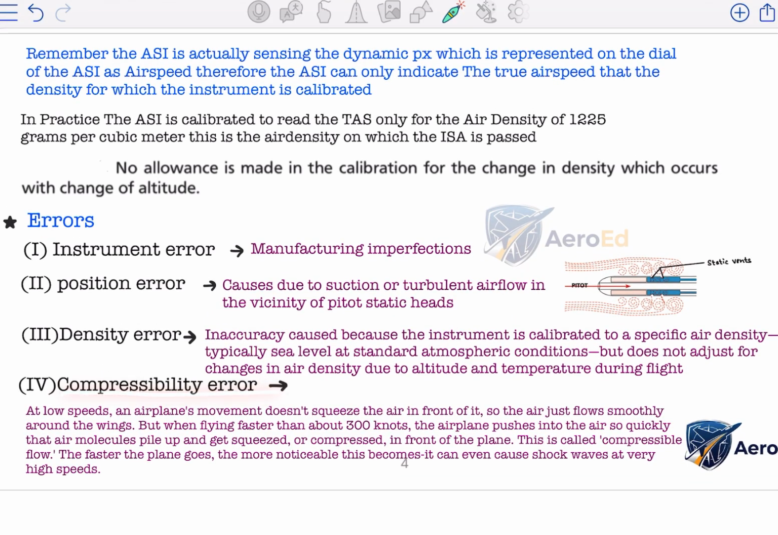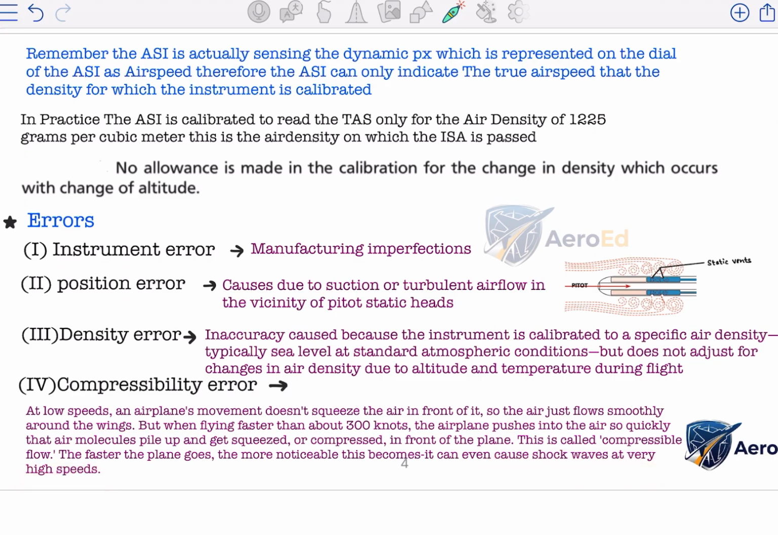Next is the compressibility error. At low speeds, an airplane's movement doesn't squeeze the air in front of it, so the air just flows smoothly around the wings. But when flying faster than about 300 knots, the airplane pushes into the air so quickly that air molecules pile up and get squeezed or compressed in front of the plane. This is called compressible flow. The faster the plane goes, the more noticeable this becomes. It can even cause shock waves at very high speed.